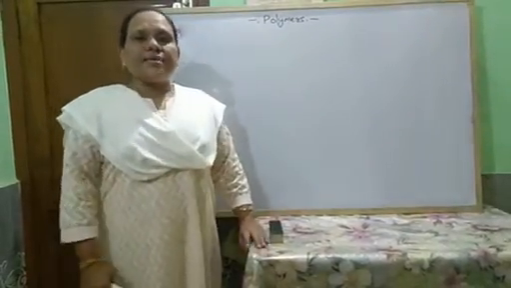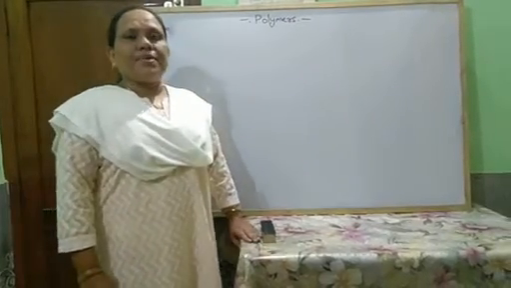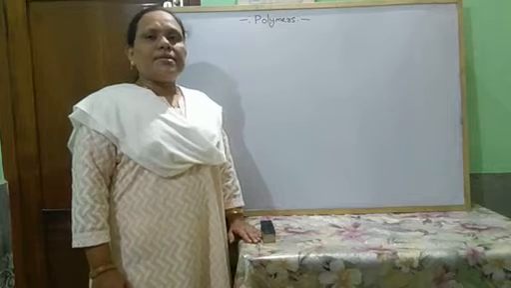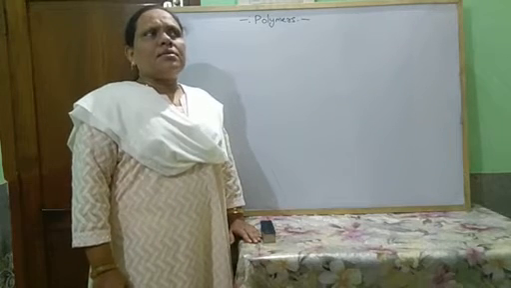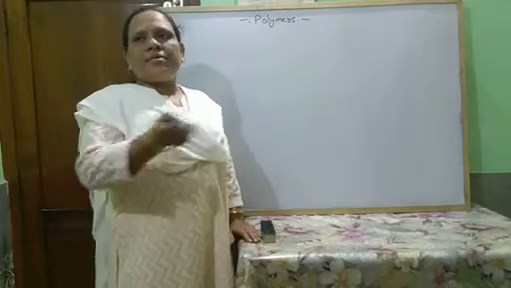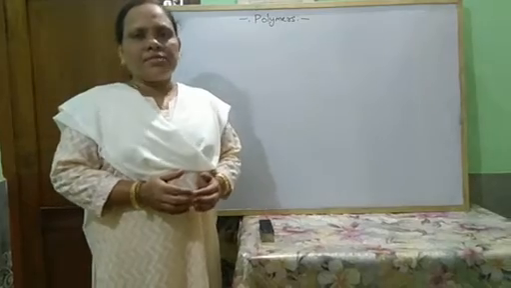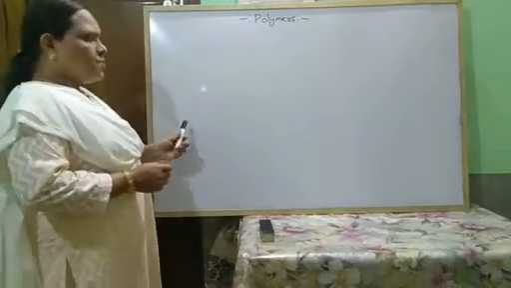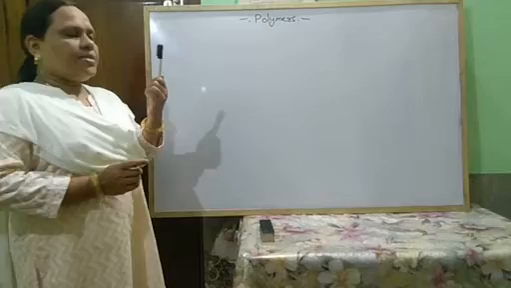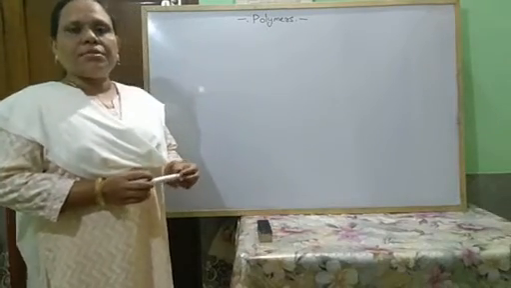Hello students, today let us start a new chapter, that is polymers. So what are these polymers? Actually, whenever we look around us, maximum things consist of these polymers. This board consists of polymer, this pen consists of some polymer, this cloth consists of some polymer.